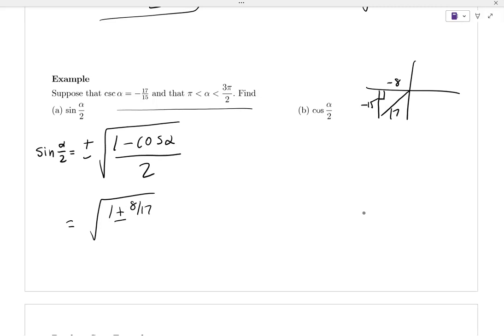So I'll get 1 plus 8 over 17 because I'll have a minus a minus there. Okay. Now the last thing I need to do, and that's why I haven't written anything out in front here yet, I need to determine whether it's positive or whether it's negative. What do I look at to determine whether it's positive or negative? Alpha over 2. The alpha over 2 and figure out what quadrant it's in.